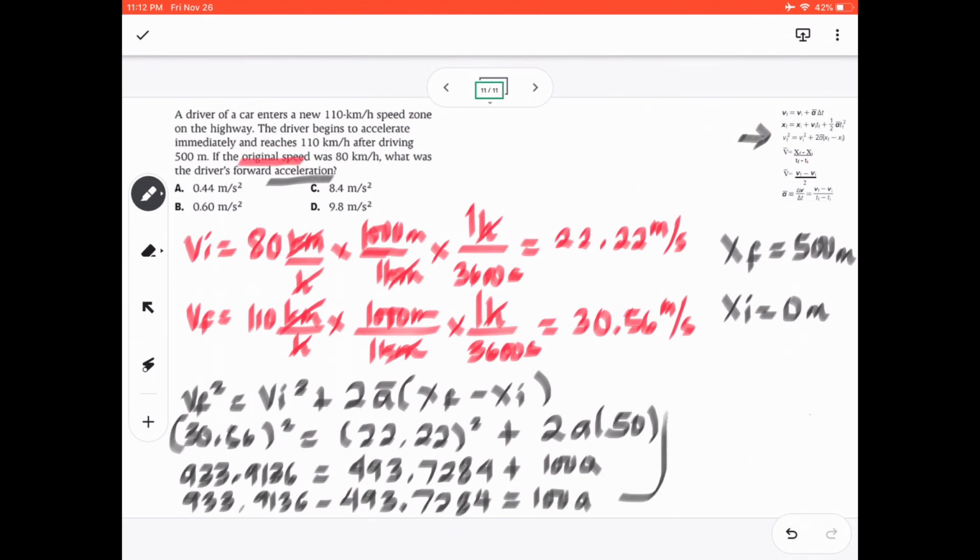Okay, we're going to continue here. So we're going to get the answer 440.1852 is equal to 100A. Divide both sides by 100, so you'll get A equals 0.44 meters per second squared, and that is letter A.